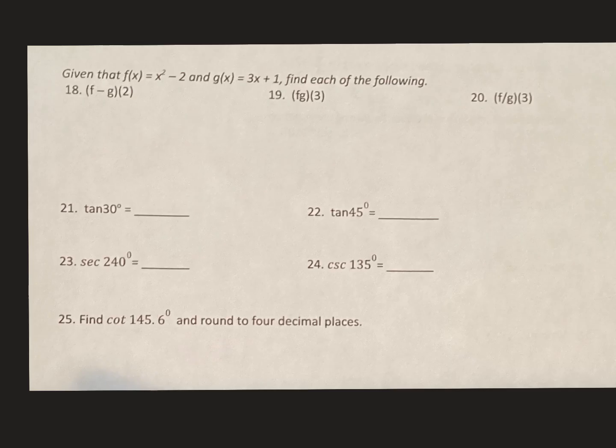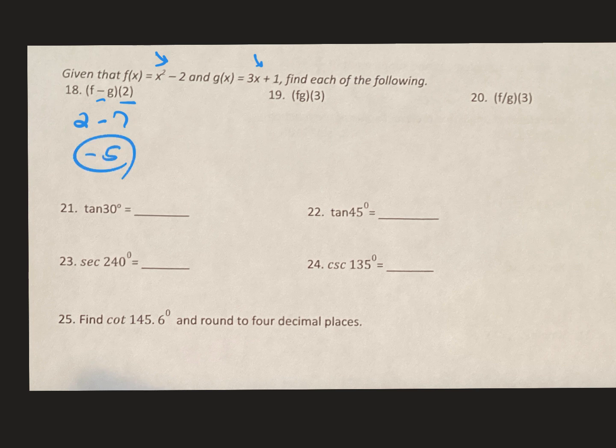18, f minus g of 2. The best thing you do here is take 2 and plug it in both of them. If I plug 2 into f, that's going to be 2 squared, which is 4, minus 2. That's 2. And if I plug 2 into g, 3 times 2 is 6, 6 plus 1 is 7. I'm going to do 2 minus 7 because it says f minus g. I get negative 5, all there is to it.